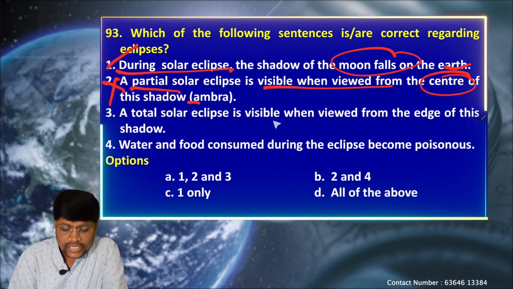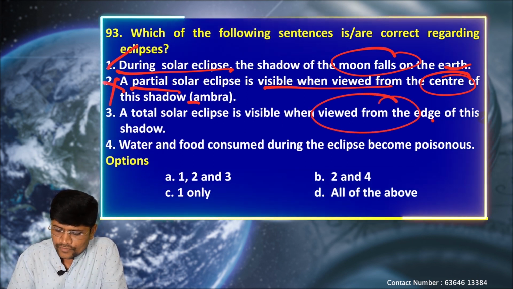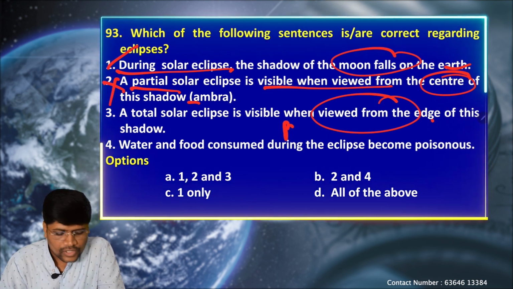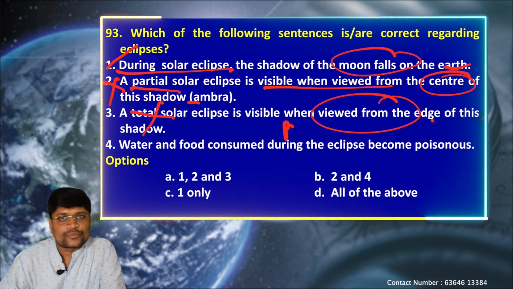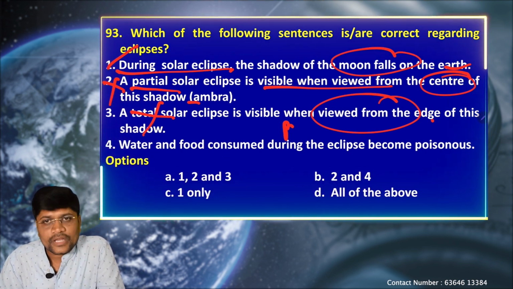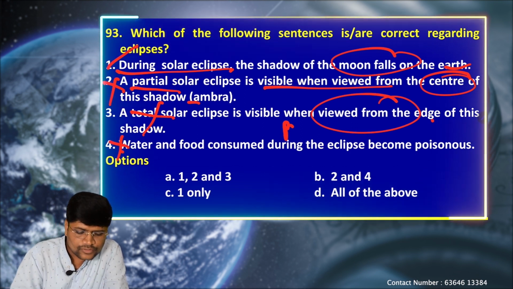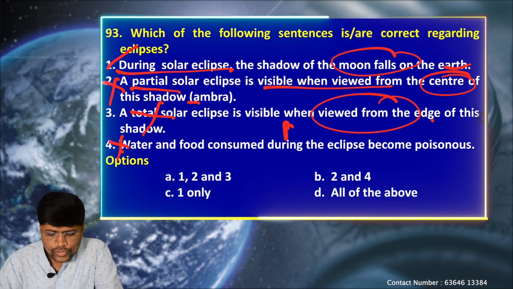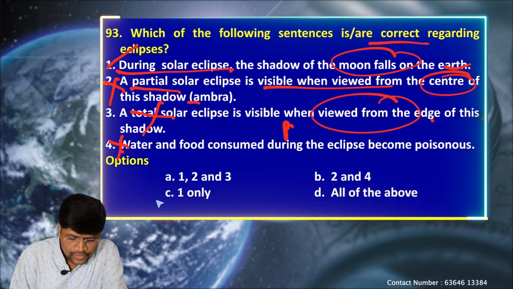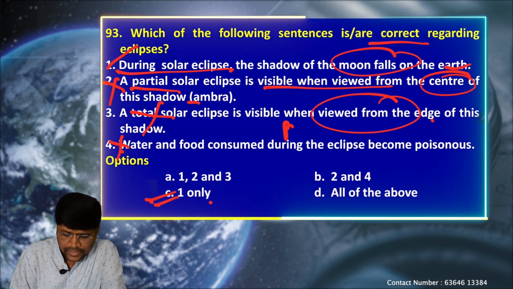Next, a total solar eclipse is visible when viewed from the edge of this shadow. No, from the penumbra, we will see the partial solar eclipse. So that's why this statement also becomes wrong. Next, water and food consumed during the eclipse becomes poisonous. No, this statement is also wrong. Here the question is asking for the correct statement. In that case, option C, only the first statement is correct.